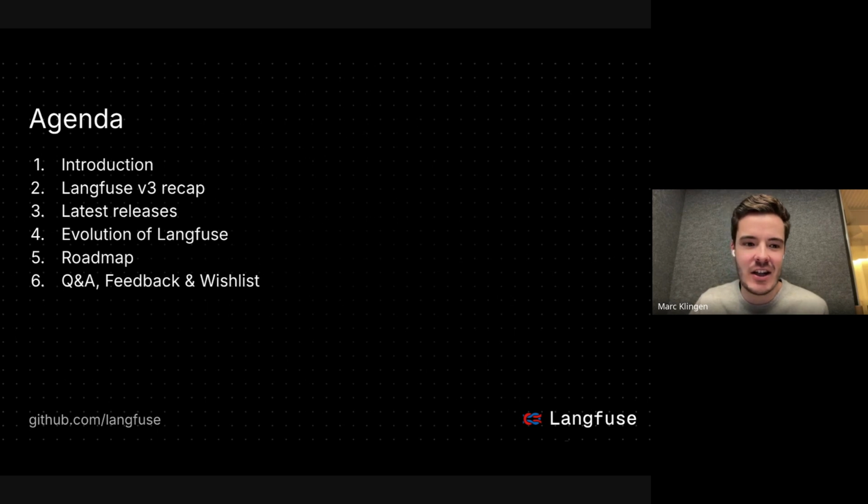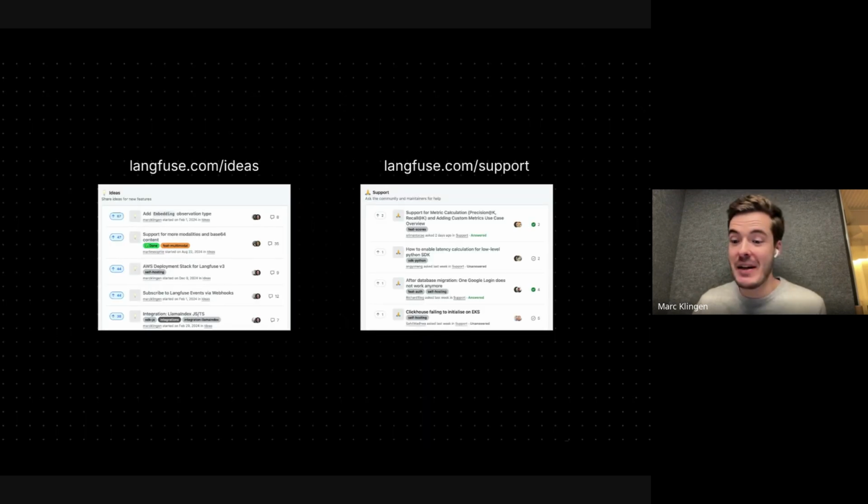Let's get going. The best way to get involved is via GitHub. There's langfuse.com/ideas and langfuse.com/support. This is the best place to raise ideas, shape the roadmap, and get technical questions answered. There have been hundreds or thousands of questions overall, meaning we have pretty solid AI responses, and we actively monitor this proactively with our maintainers, so you'll get responses by the engineers who built the relevant features.